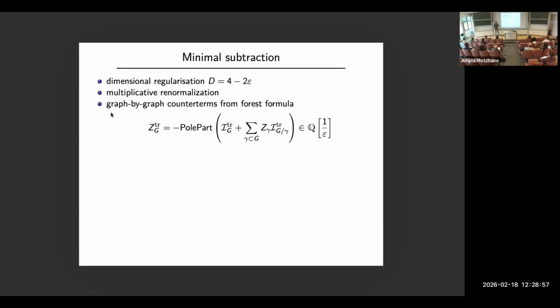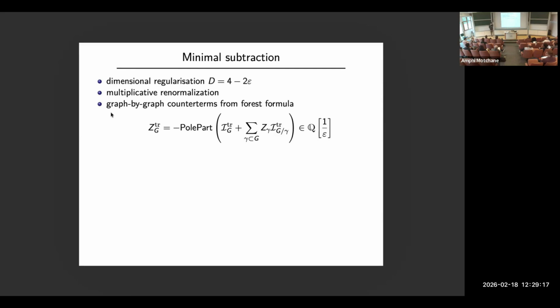Now, if you have this rational function in epsilon, you can do standard minimal subtraction. You do the BPHZ formula, you subtract the counterterms, and then you extract the pole. So you can define the renormalized quantities and the beta function just like in the standard textbook approach, just that you swap the Feynman integral for this tropical one, which are these rational functions.